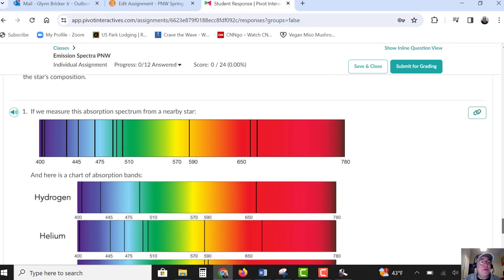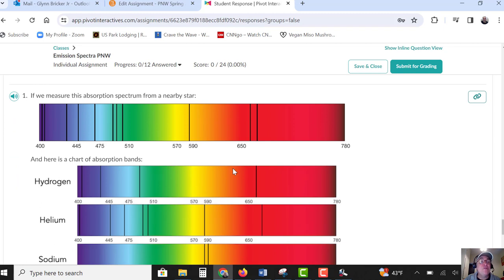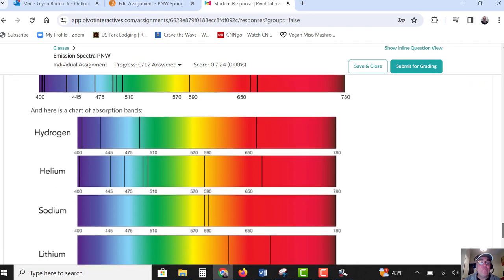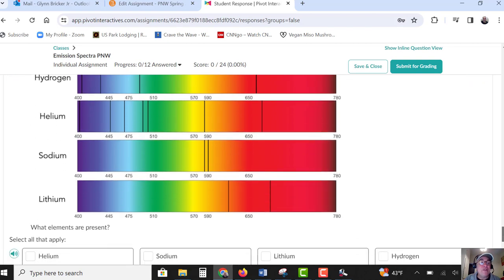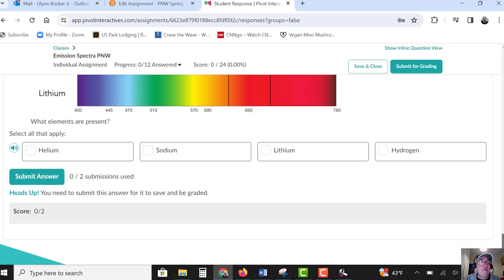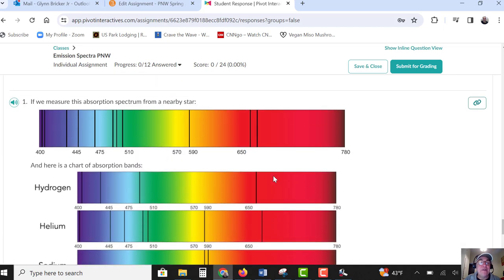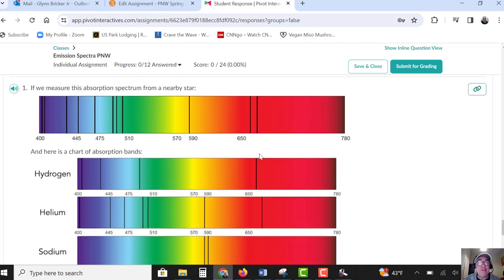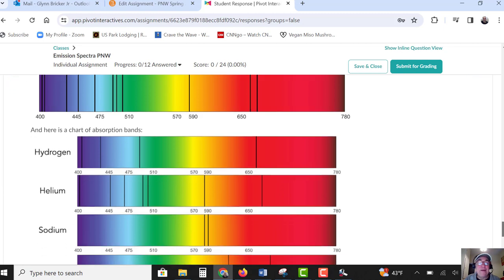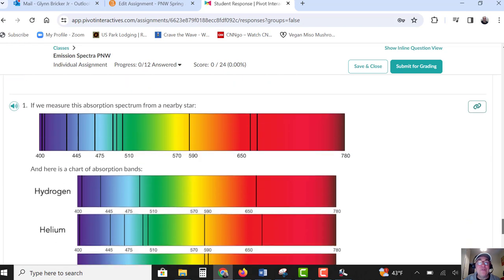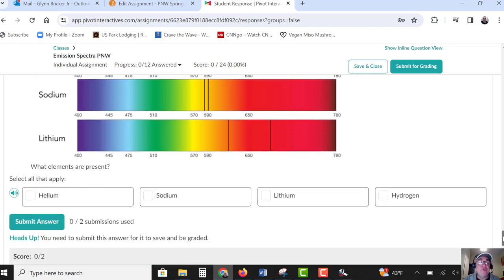If you measure this absorption spectrum from a nearby star, here are some absorption spectra for hydrogen, helium, sodium, and lithium, and we want to know what elements are present here. I'll give you a hint. There are 2 of them. Take a look at hydrogen, see if it matches up. Helium, does it match up? Sodium, does it match up? And lithium. Put those 2 together and figure out what the star's absorption spectrum is actually composed of. Again, there'll be 2 answers there.